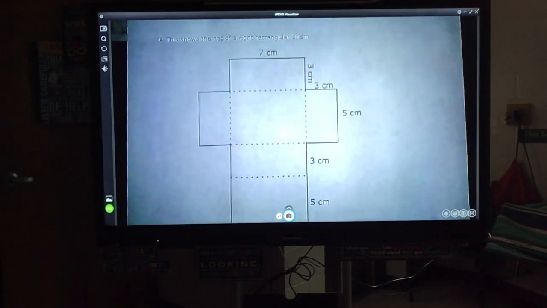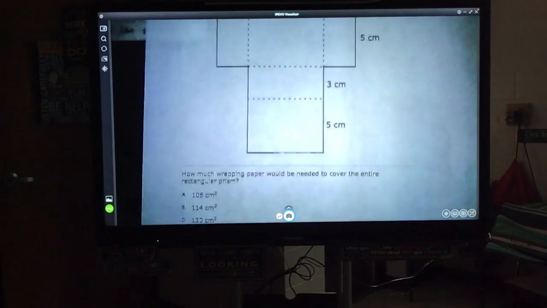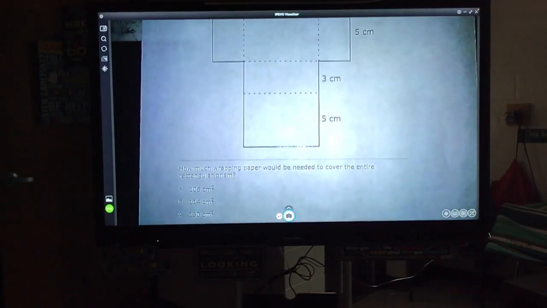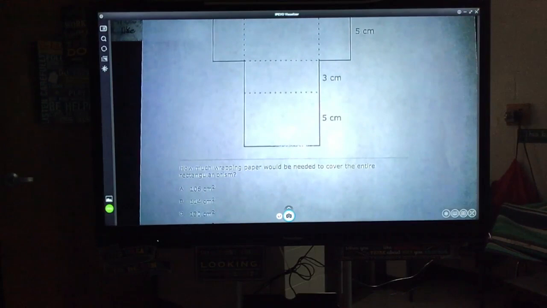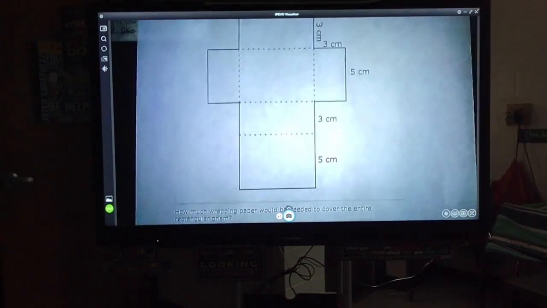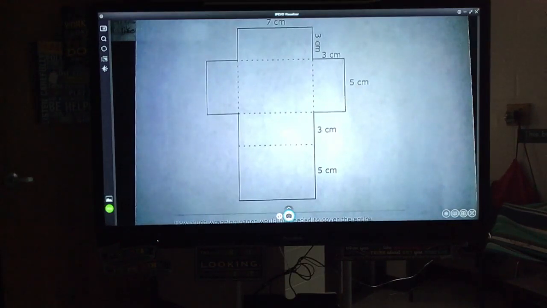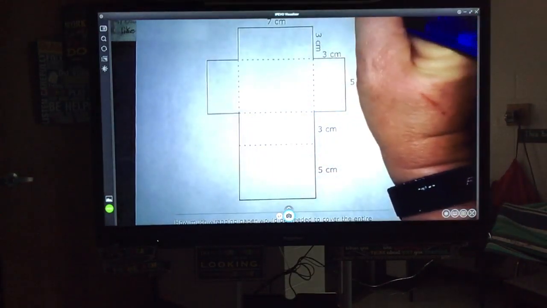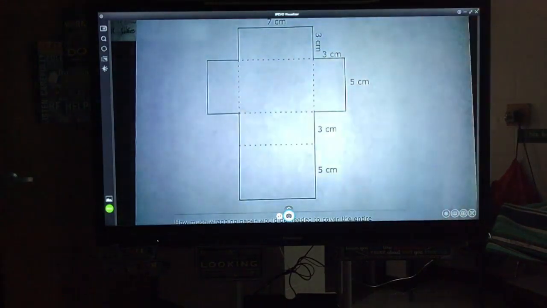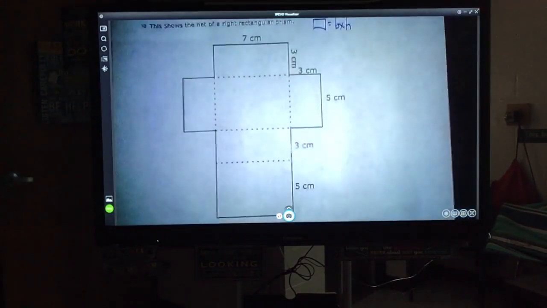All right, so it says this shows the net of a right rectangular prism. How much wrapping paper would be needed to cover the entire rectangular prism? All right, so what is this made up of? What kind of shapes? Emmeline, what kind of shapes make up this shape? Rectangles. So how many formulas do I need? 1. Just one. And what is that formula going to be? Base times height equals area. Okay, perfect.